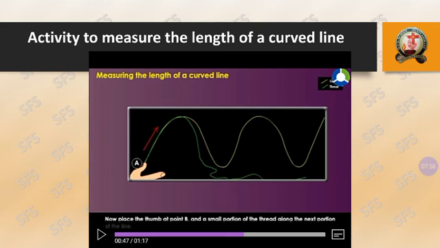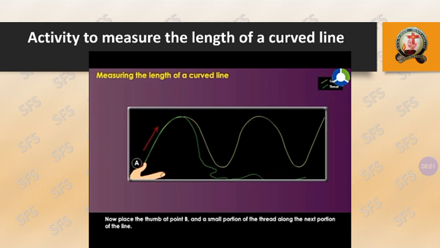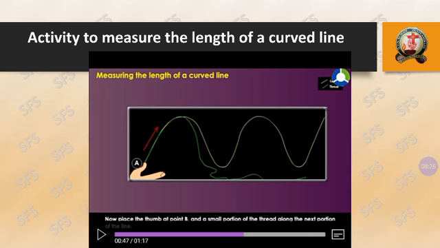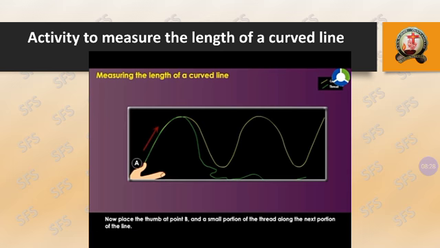So you can see here, point A is the starting point. We have to denote it as point A, and after each turn, when it reaches another turn of this curved line, you have to denote it as point B. So like this, you have to place the thread according to the curved line. For the next position also you need to follow the same steps.